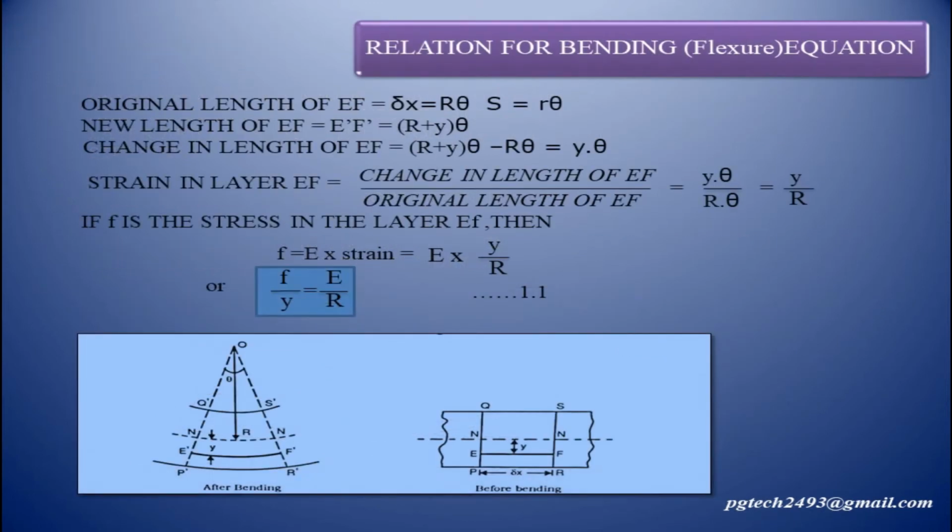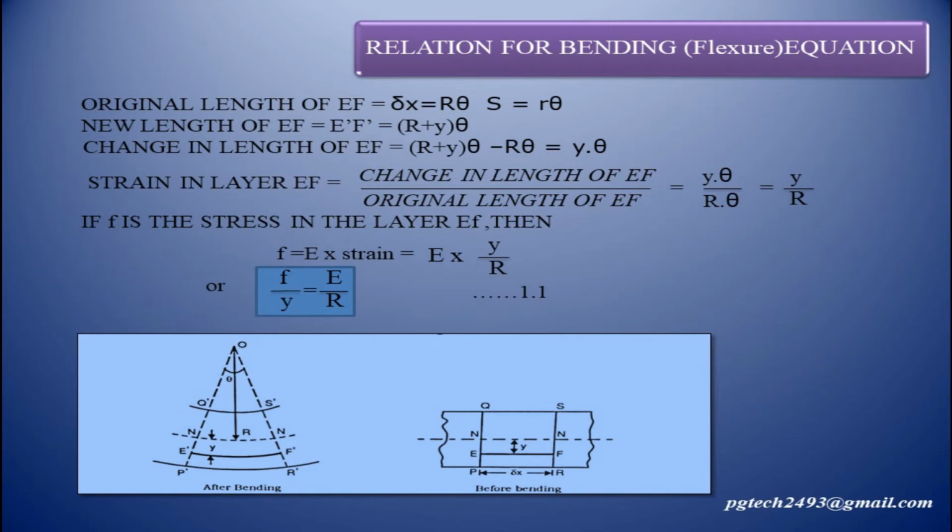Relation for bending, the flexure equation. Let us work with the earlier small portion of the beam between the planes PQ and RS and of length delta x. On bending, the planes tilt to P dash Q dash and R dash S dash such that these meet at O and subtend an angle theta as shown. Point O is the center of curvature of the beam subjected to bending.